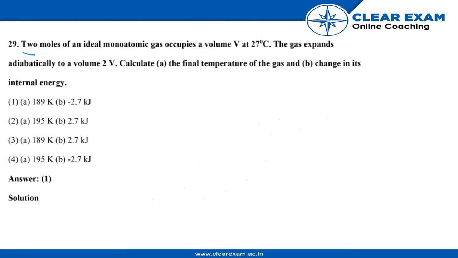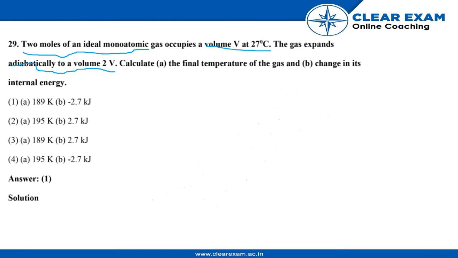2 moles of an ideal monoatomic gas occupies a volume V at 27 degrees Celsius. The gas expands adiabatically to a volume of 2V. Calculate A. The final temperature of the gas. B. Change in its internal energy.